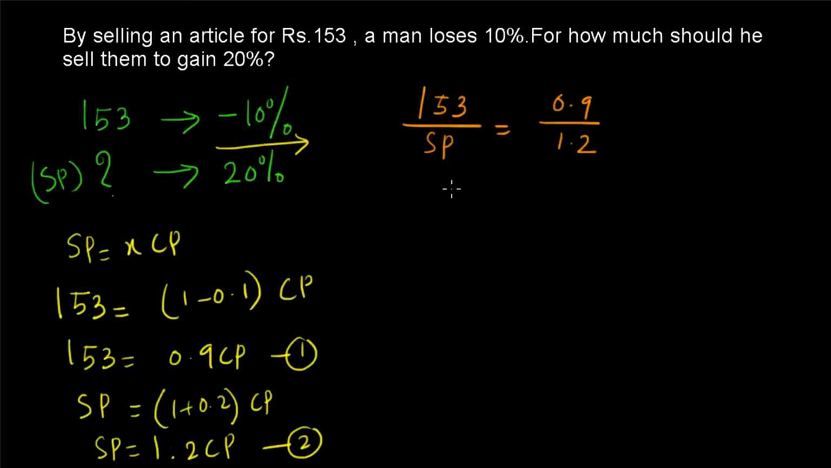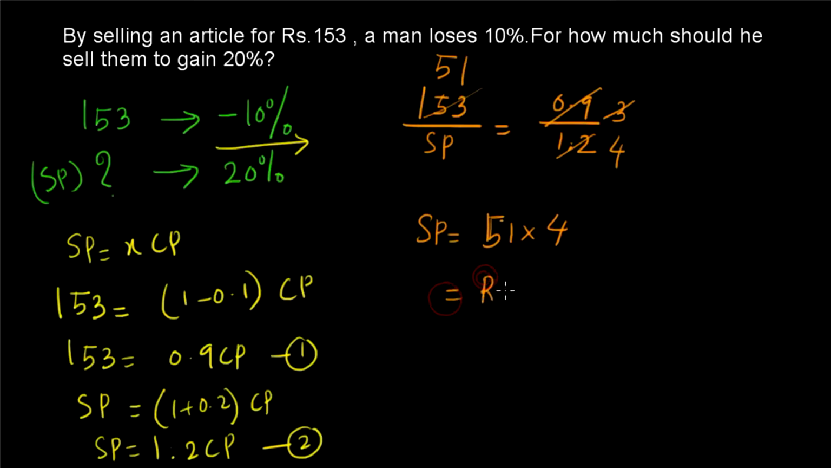So 153 by SP is equal to 0.9 by 1.2, sorry. So here just 3 and 4 we will be getting. And here we will be getting 51, as 3 and 153 get cancelled. So the required selling price is equal to 51 into 4. So we will be getting the answer as rupees 204.